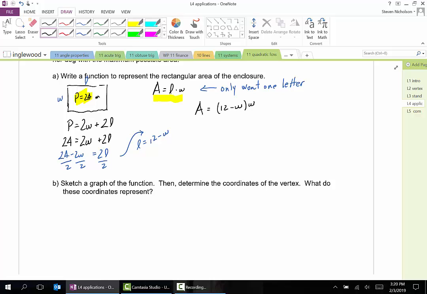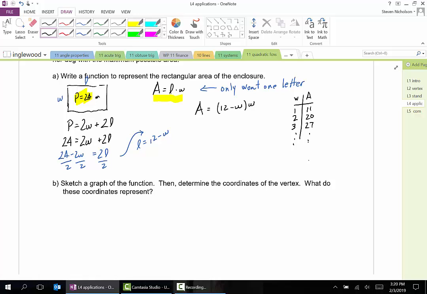So for example, if we made a quick little table, if the width were 1, then the area would be 12 minus 1, which is 11, times 1, which is 11. If the width were 2, then 12 minus 2 is 10, and 10 times 2 is 20. If the width were 3, then 12 minus 3 is 9, and 9 times 3 is 27, et cetera. And one of those numbers would be the best. The area would be the biggest.